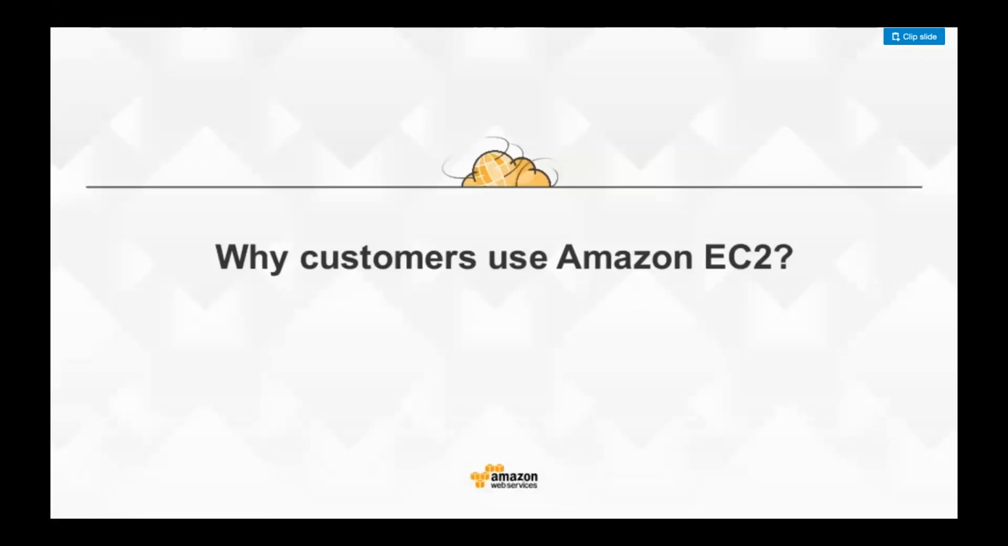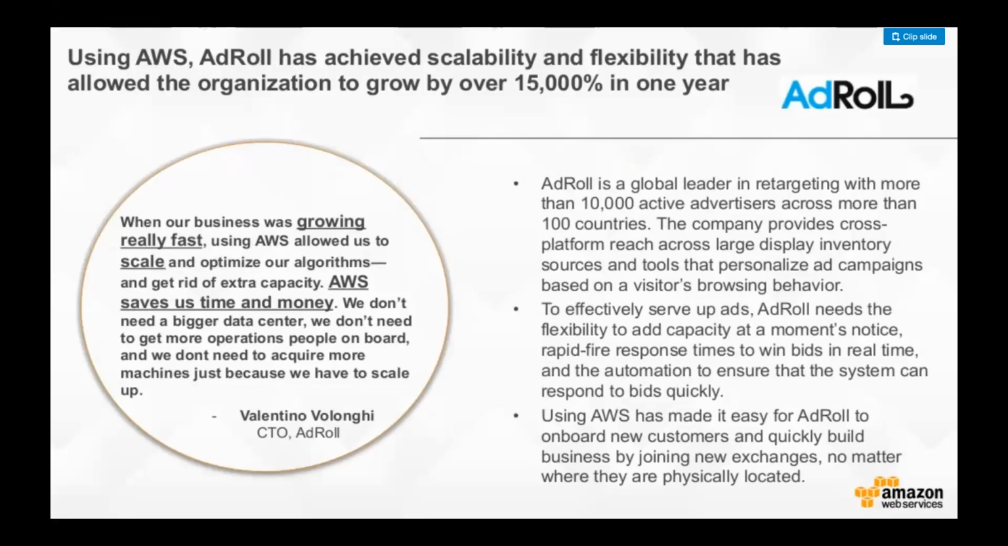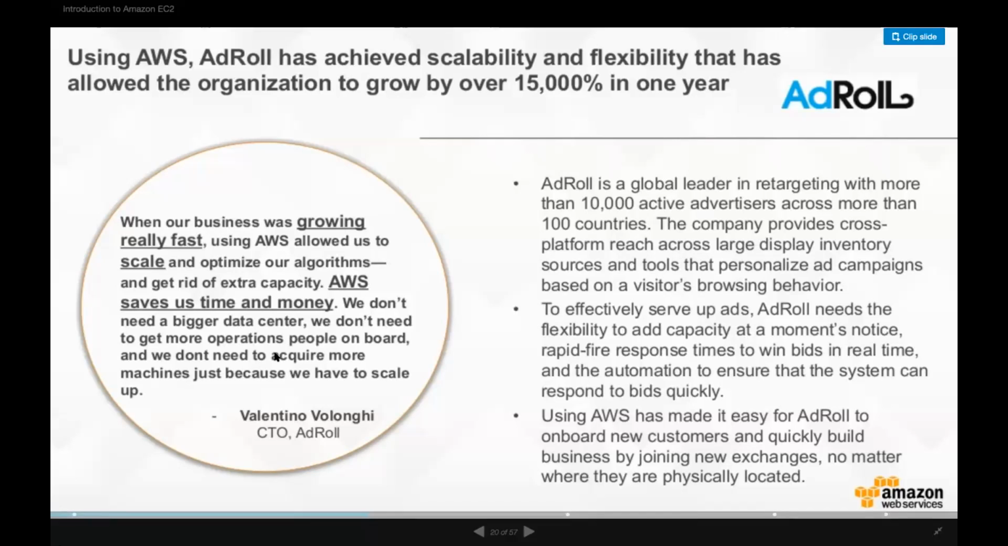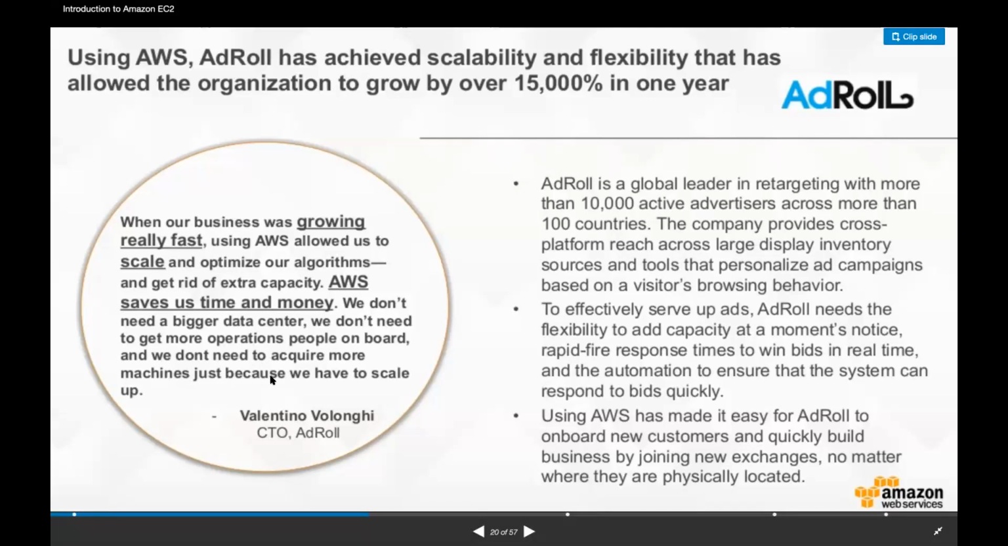I'll skip all of this. Why do customers use EC2? Because EC2 is easy to scale. It saves a lot of time and money. We don't need bigger data centers. We don't need to get more operations people. When our business was growing really fast, using AWS allowed us to scale and optimize our algorithms and get rid of extra capacity. AWS saves time and money. We don't need a bigger data center, we don't need more operations people on board, and we don't need to acquire more machines just because we have to scale.